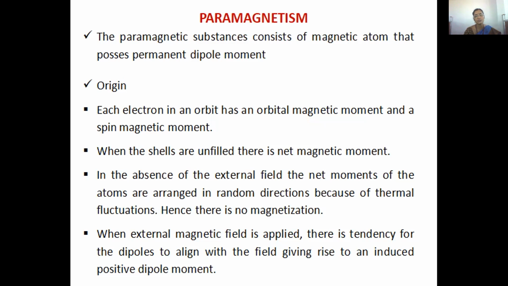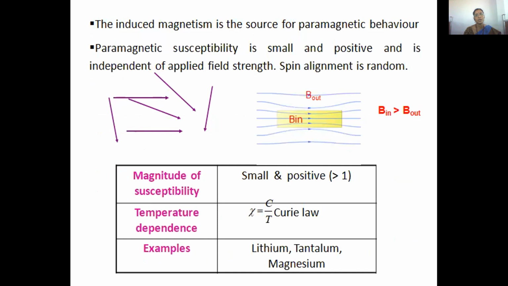When an external magnetic field is applied, there is a tendency for the dipoles to align with the field direction, giving rise to an induced positive dipole moment. The induced magnetism is the source of paramagnetic behavior. Paramagnetic susceptibility is small and positive and is independent of applied field strength. The spin alignment here is random.